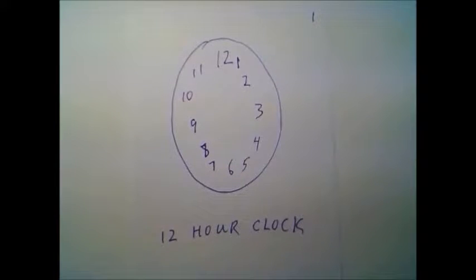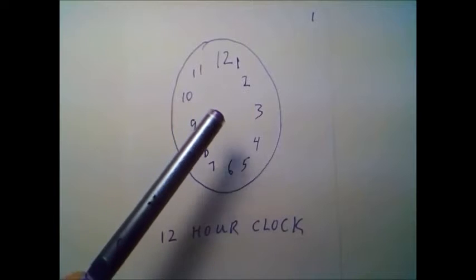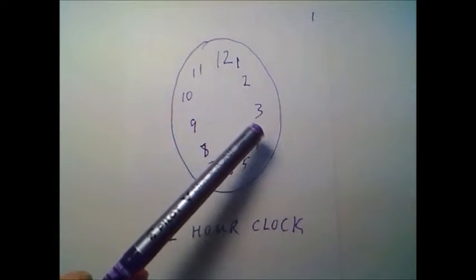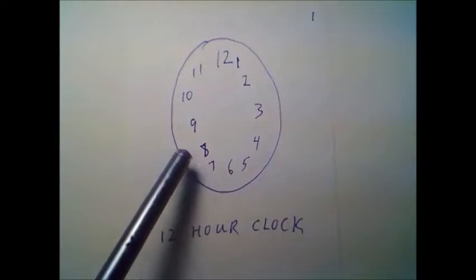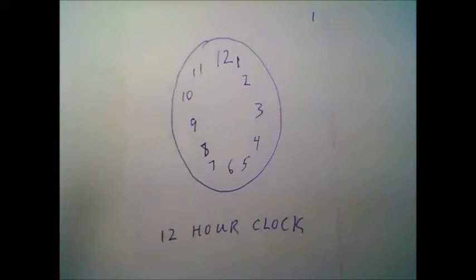First, let us begin with a 12-hour clock. As you notice here, we have the numbers 1, 2, 3, 4, 5, 6, 7, 8, 9, 10, 11, 12 on a regular clock.